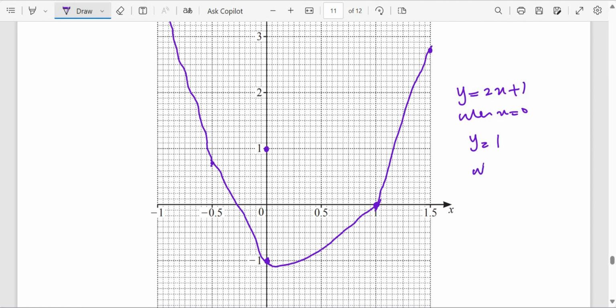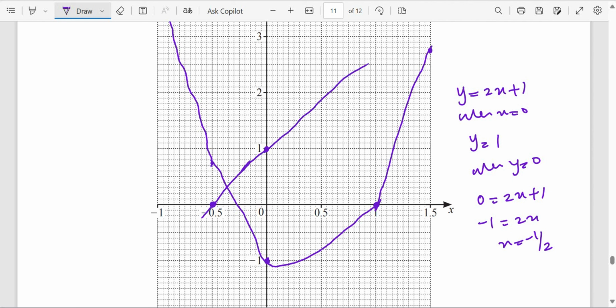And then when y is 0, 0 equals 2x plus 1 minus 1, which equals 2x, so x equals minus 1 over 2. So x is minus 0.5. So get a ruler and then you join these points. Please make sure you use a ruler.